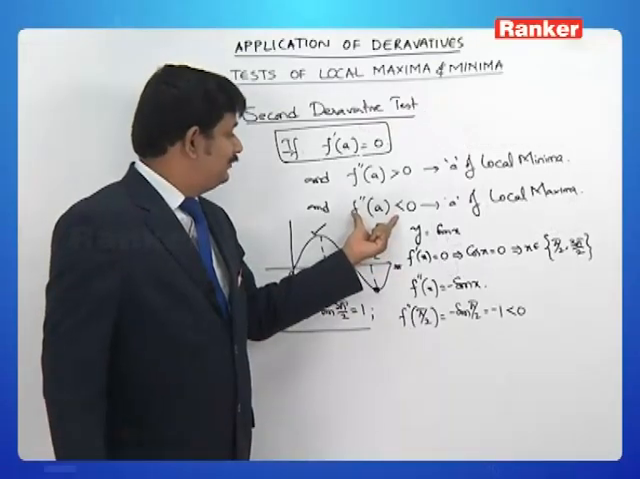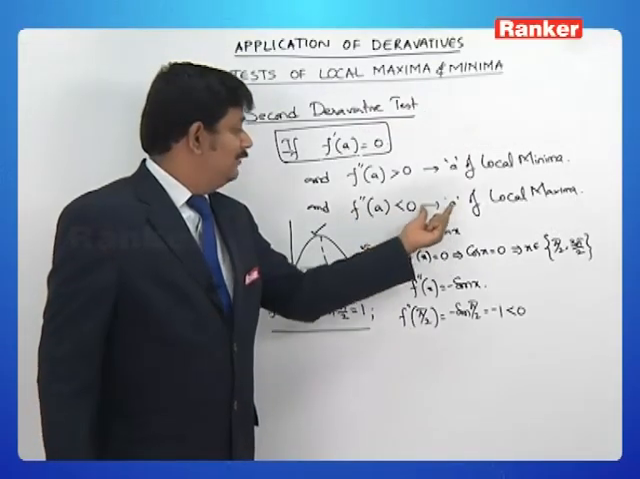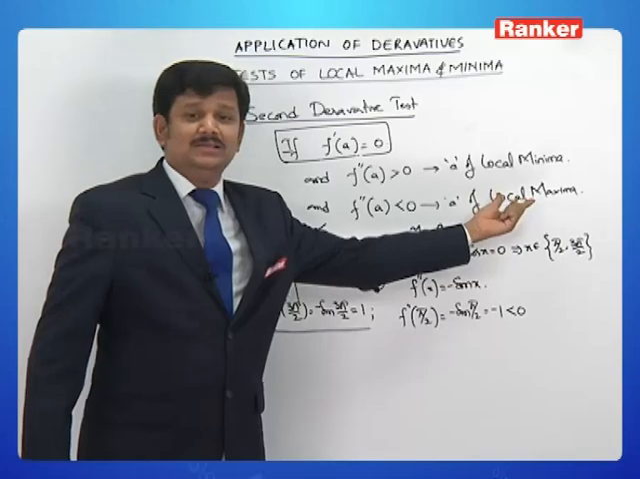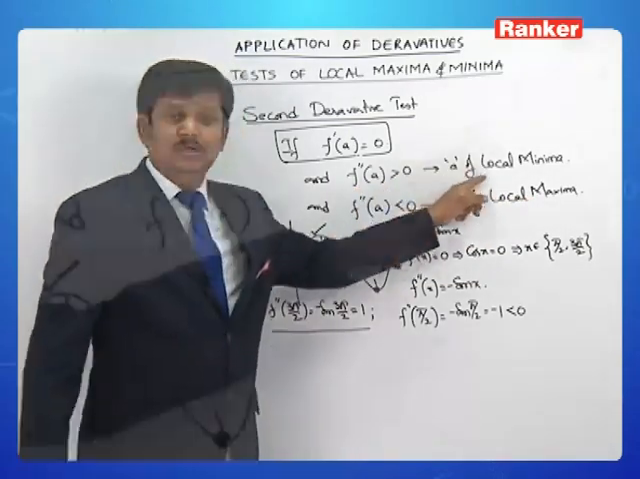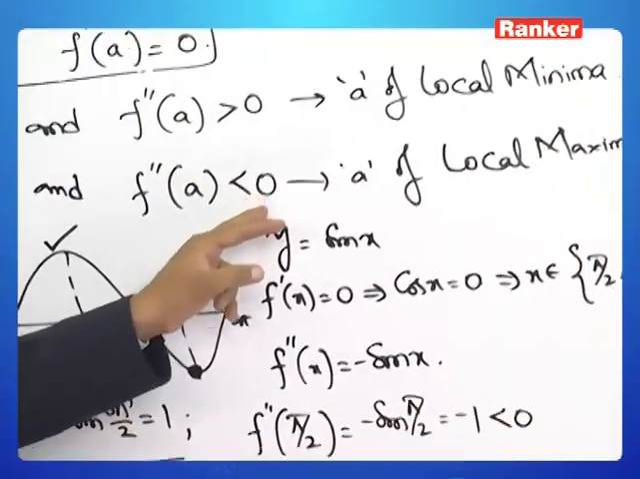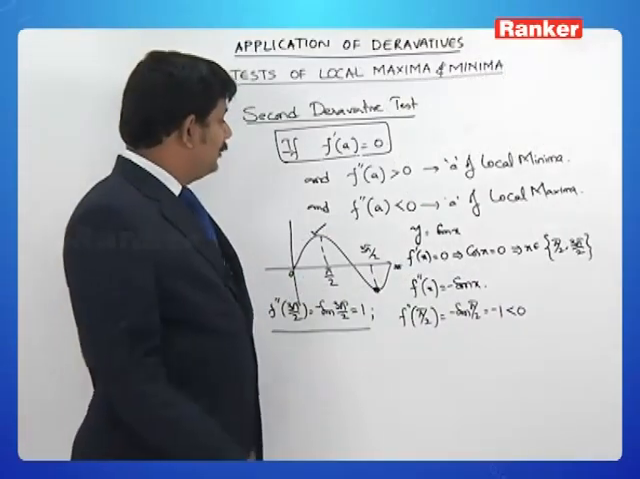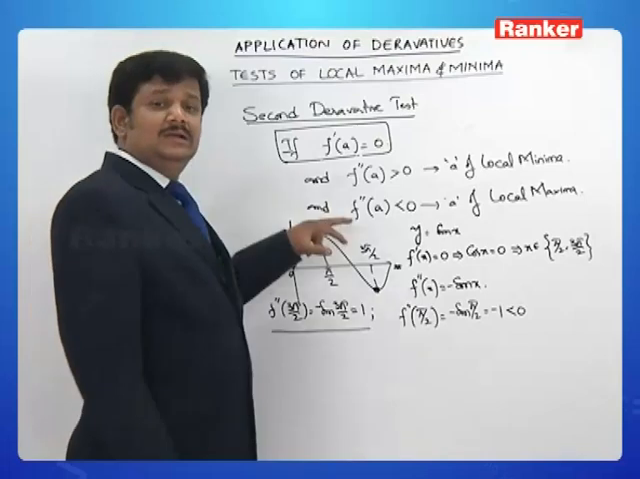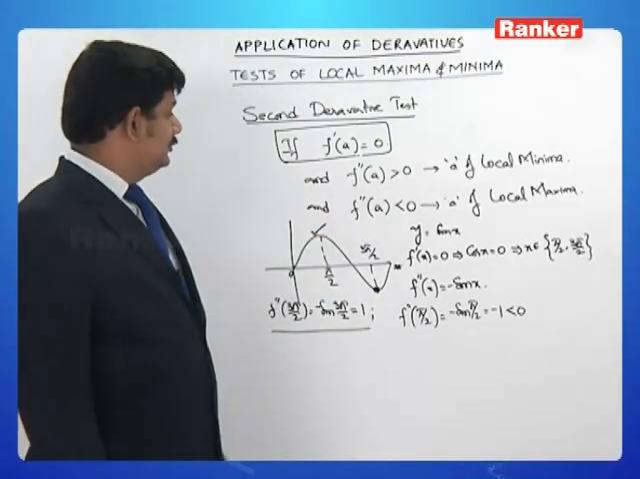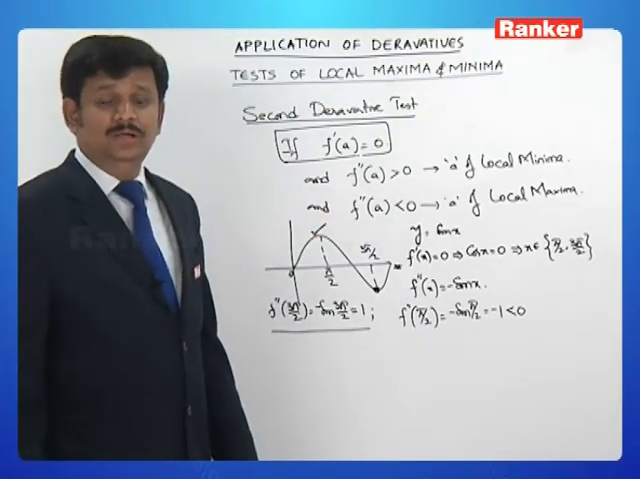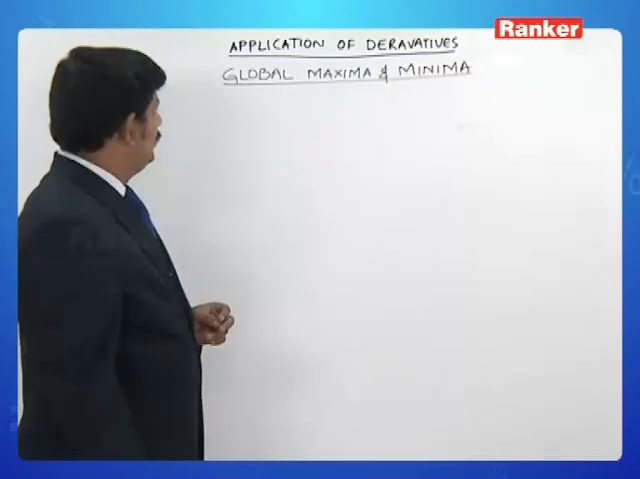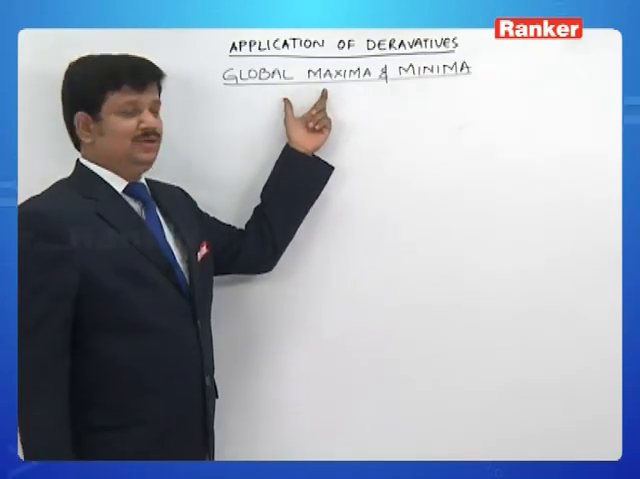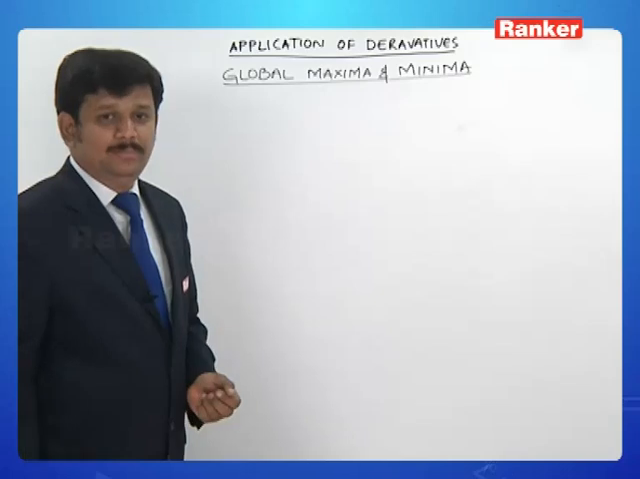If f double dash of a comes out to be negative, we conclude it to be a local maxima. F double dash a positive, minima; f double dash a negative, maxima. If f double dash of a is equal to 0, we cannot draw any conclusion. It is advisable to go back to the first derivative test and conclude whether it is a point of local maxima or local minima.